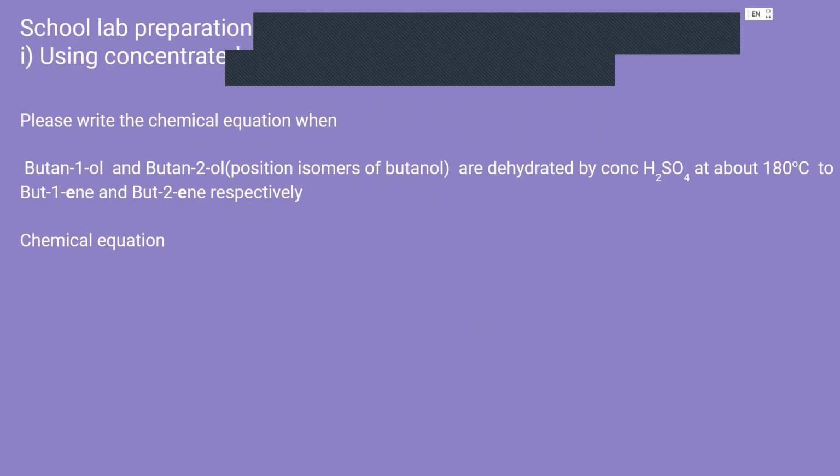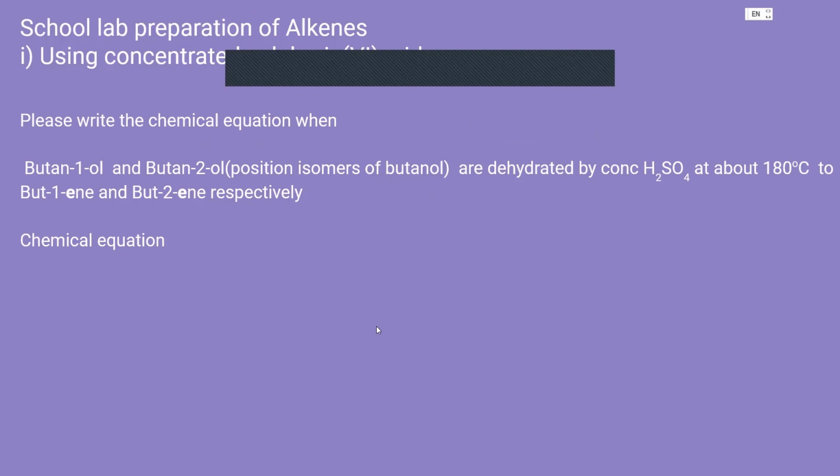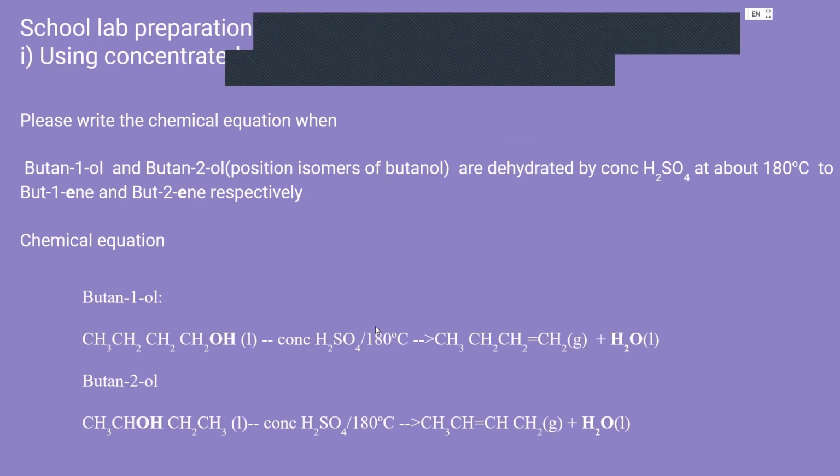So then we have another question. Please read the question and answer the question below. I'm pausing the video right now. The chemical reaction for this question has two answers, so you want to write both of them for full marks. And you notice that butan-1-ol and butan-2-ol are very different because they are positional isomers. They cannot be the same molecule.